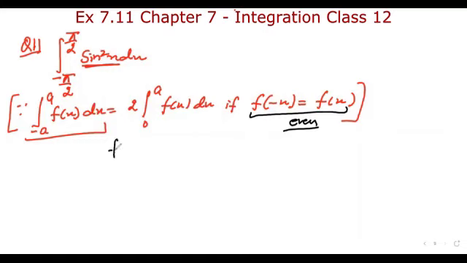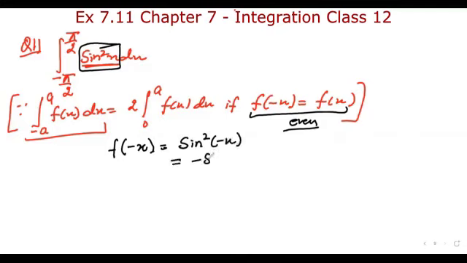It is very simple. Just go to the function and replace x with minus of x. Suppose my function is sin square x here in this question. So I'm replacing x with minus x. So sine of minus x I know is minus sin x, but I have to take the square. So therefore it will become sin square x, which is equal to f(x). This clearly implies the function is even.